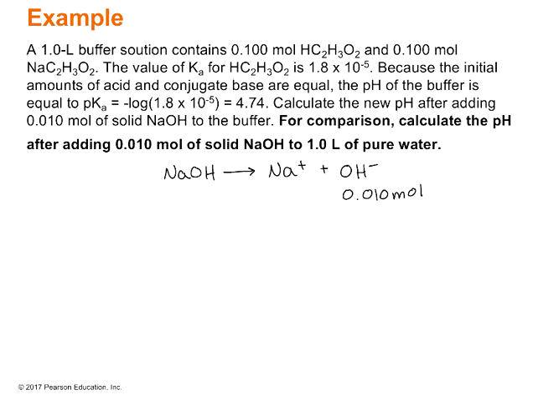Now, in order to calculate the pH, we need the concentration of hydronium ions. So there's a few different ways to do this. You could use the fact that pH plus pOH is equal to 14, or you could use the fact that the concentration of hydronium ions times the concentration of hydroxide ions is equal to the ion product constant. So let me write those out.